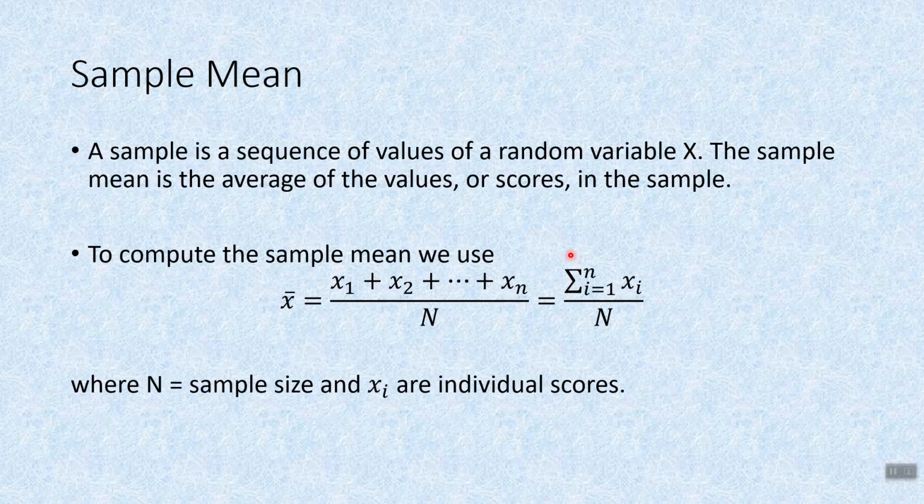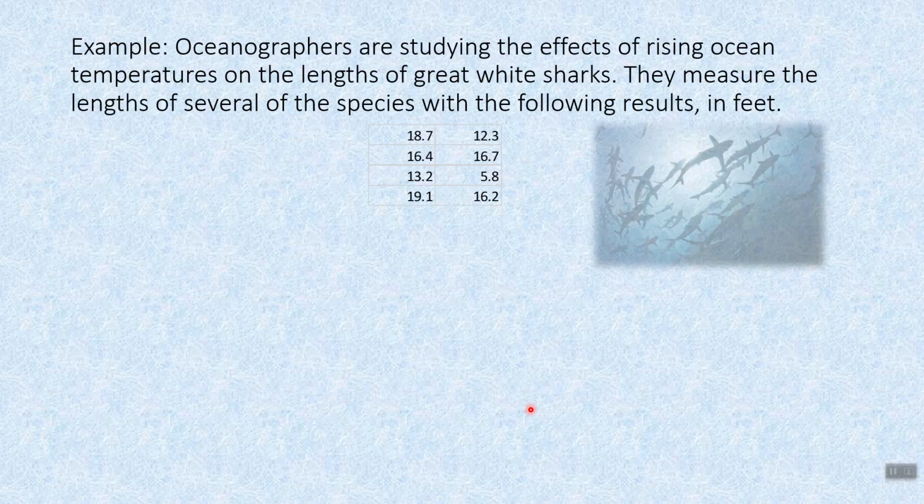This is a Greek sigma. It's a summation. We're going to sum from i values 1 to n all of the x sub i values. So this is our notation for add them all up, and then we divide by n, the number in the sample, the sample size is really what it is. All right, so let's look at an example.